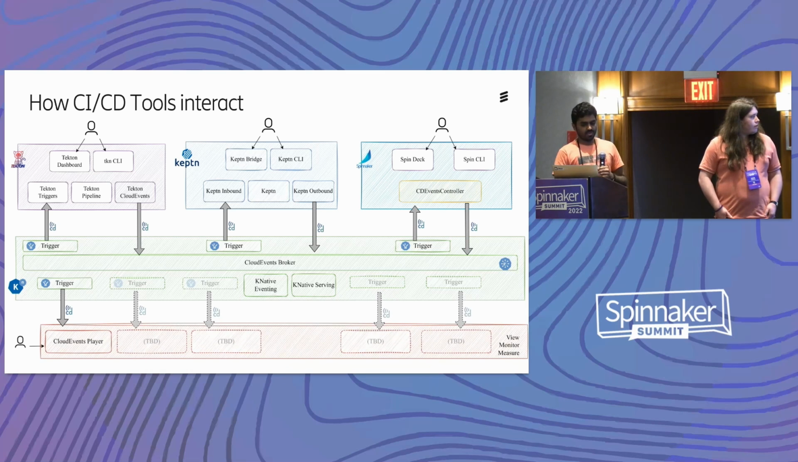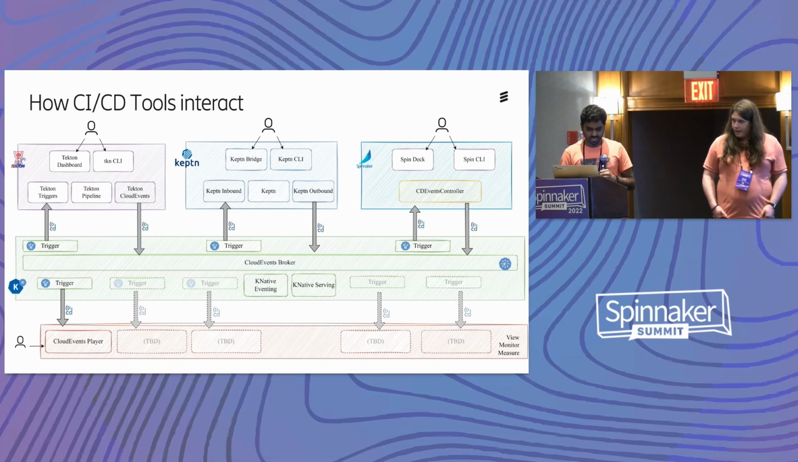So down here we have the Cloud Event Player. This is just to visualize all the events going in and out through Knative eventing. This is what we can show in the demo, even. We can show in the Cloud Event Player how Tekton, Keptn, and Spinnaker communicate with each other. So we have a live demo.